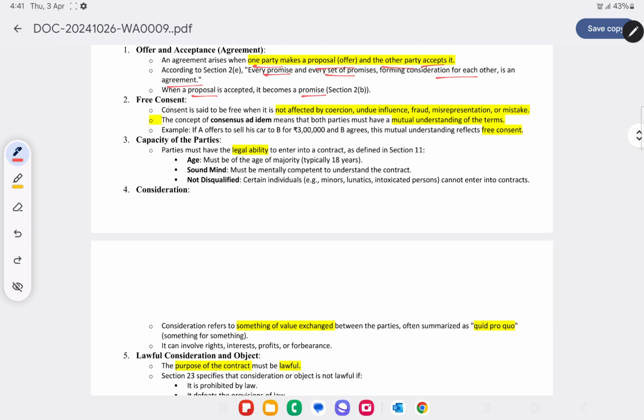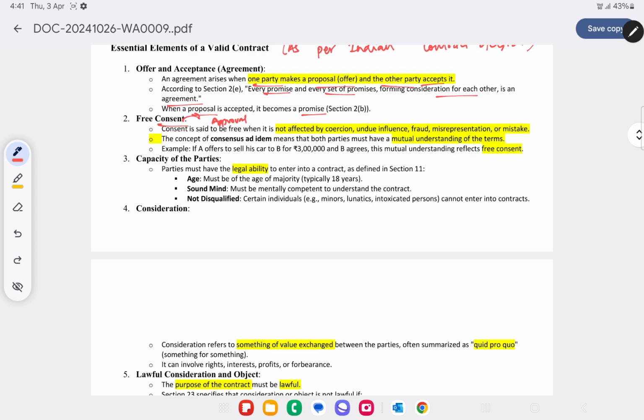And next, free consent. What do you mean by consent? Consent means approval. When one person is making an offer, another one is approving or agreeing to the same, then it's said that the other party is giving us consent. For example, A is selling this car to B and B accepts the same, all the terms, car, the money and everything. So in that case, it becomes a promise. So here B is giving his consent to A, that he is consenting to buy that car.